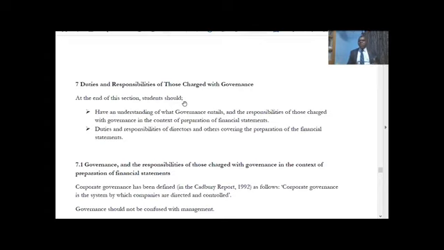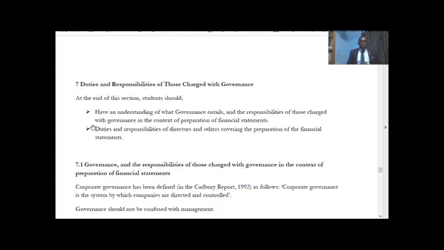So now, when we talk about the board of directors or those charged with governance, we are referring to the board of what? Directors, because they are those that the shareholders have put in their stead to see to the running of the business. So the duties and responsibilities of those charged with governance. Good. Now, the import of this session is that students should have an understanding of what governance entails and the responsibilities of those charged with governance in the context of preparation of financial statements. Then the duties and responsibilities of directors and others covering the preparation of financial statements.